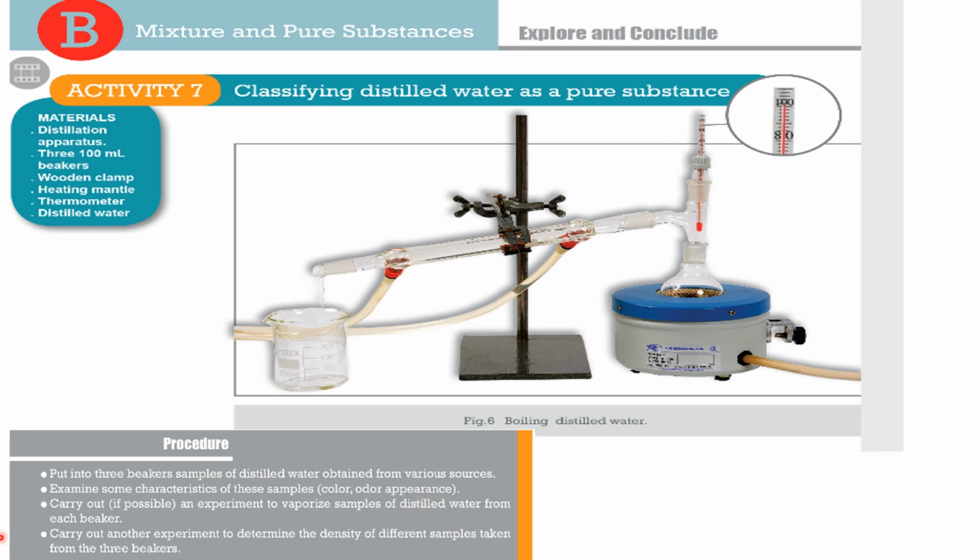Carry out an experiment to vaporize sample of distilled water from each beaker. If we want to boil these samples, we will obtain the same boiling point. Carry out another experiment to determine the density of different samples taken from the three beakers. If we measure the density of water in the three samples, what do we obtain? We obtain the same value. So pure substance has constant density.